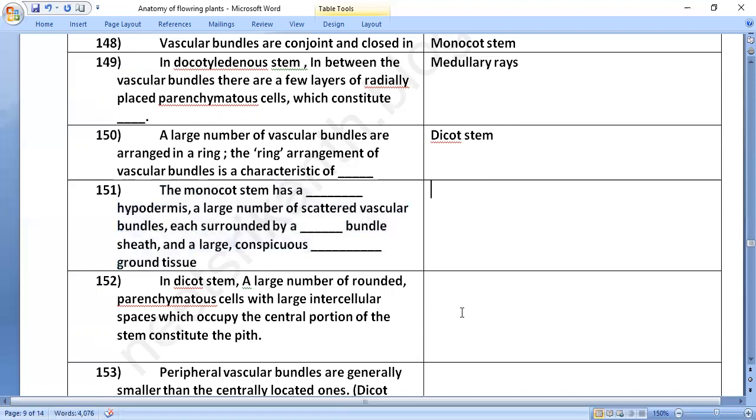The monocot stem has a sclerenchymatous hypodermis. It has a large number of scattered vascular bundles, each surrounded by a sclerenchymatous bundle sheath, and a large conspicuous parenchymatous ground tissue.